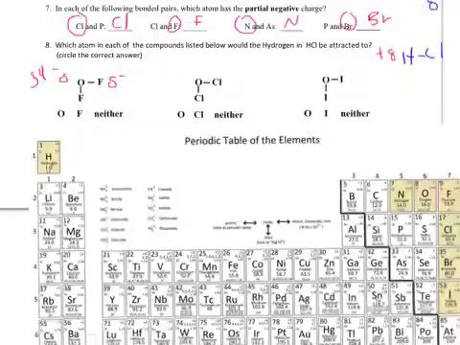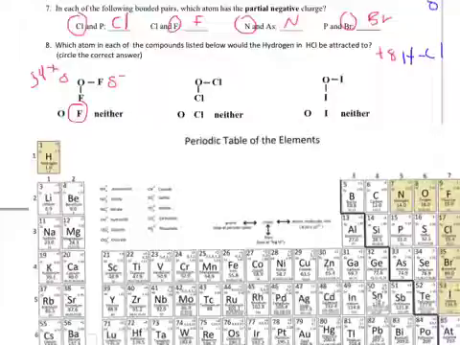Sorry, my partials don't look so great. Okay. Now, keep in mind, opposites attract. That's the golden rule of chemistry. Because hydrogen has a partial positive charge, it will be attracted to a partial negative charge. Opposites attract. Therefore, the answer in this case is fluorine. It will be attracted to fluorine because opposites attract.